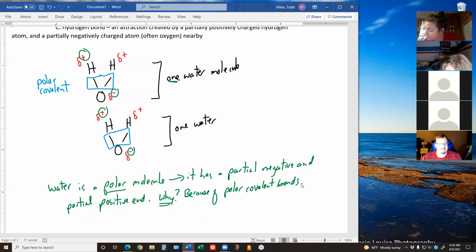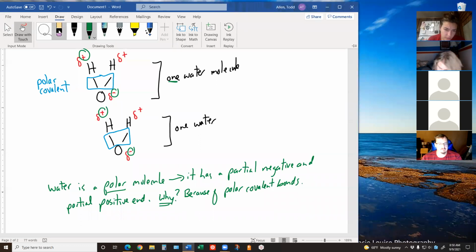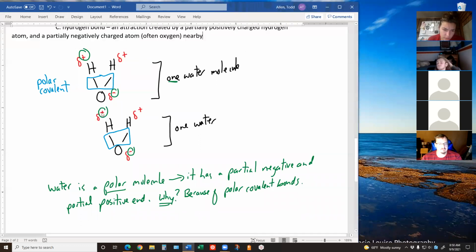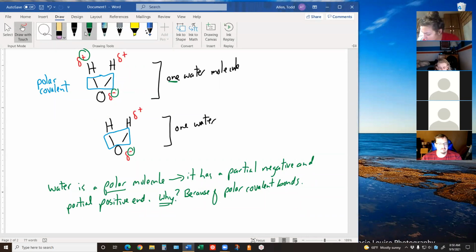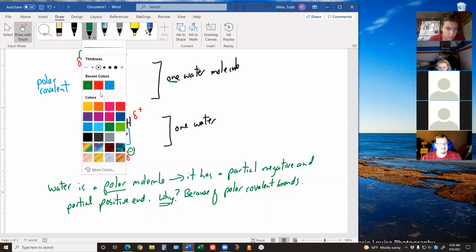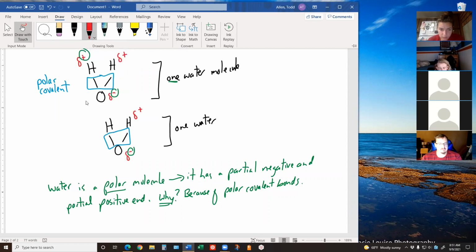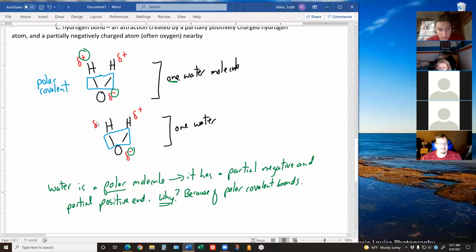and let me erase something here that's in my way. Okay. So let me redraw that differently for you so that you can see it. Okay. All right, so let's make this hydrogen have its partial positive over here so it's not in my way.